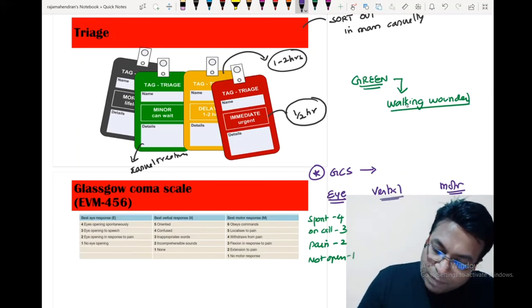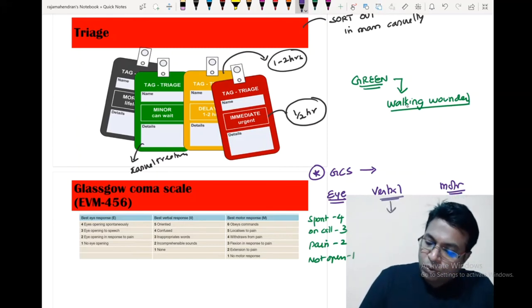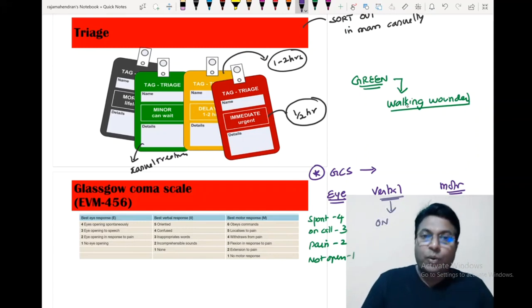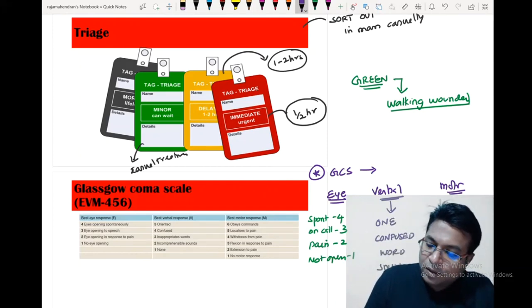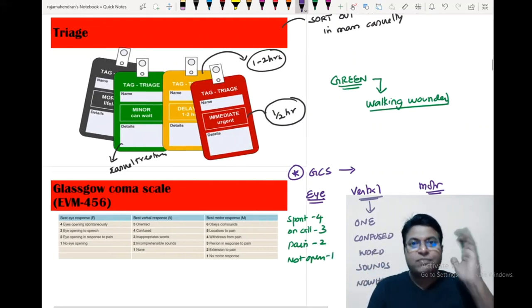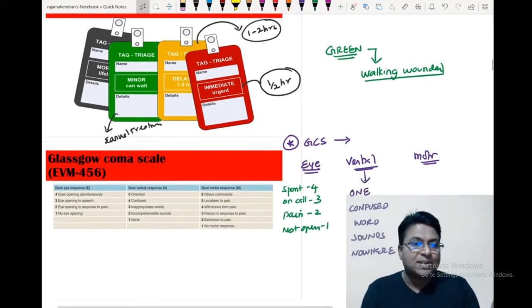Verbal response, I'll tell you, you have to remember a mnemonic: one confused word sounds nowhere. It's a simple mnemonic. One confused word sounds nowhere.